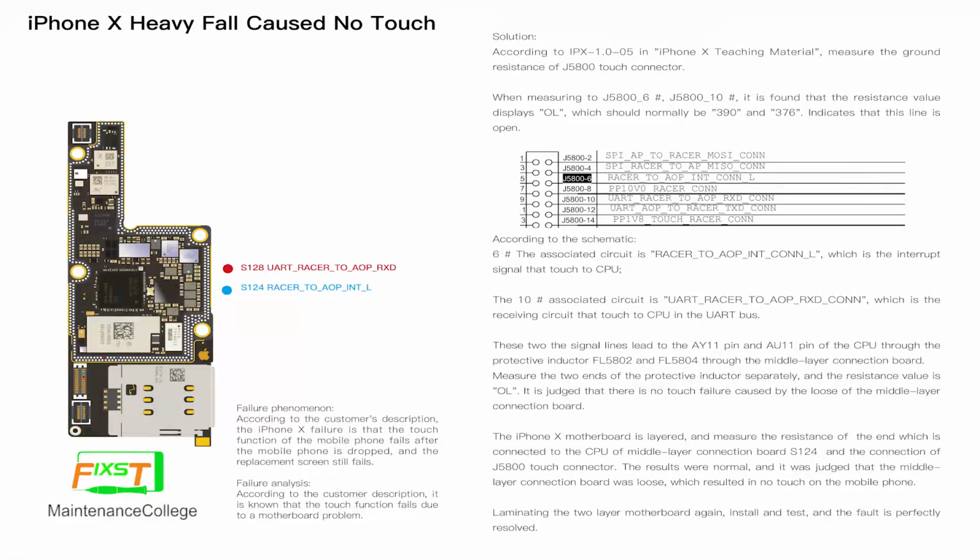Okay, we go to the next case. This is an iPhone X. After a heavy drop, the case has no touch. In our repair, if you have a lot of experience repairing iPhone, you will know that an iPhone X heavy fall will cause a lot of no touch, because in the middle layer there are little pins. Those pins are not connected well, caused by the heavy fall, which will cause the phone no touch.